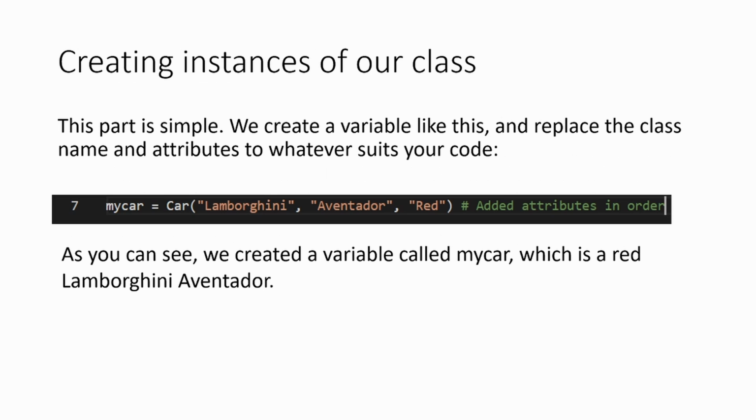And now, let's go to creating instances. Now, to create an instance, it's simple. It's like a variable. You create a variable, you say it's equal to then your class name as a function, put in parentheses, and you put in your attributes in order as they're defined. That's very important, else Python will mistake them, and it'll think there's something else. So as you can see, we created a variable called myCar, which is a red Lamborghini Aventador.